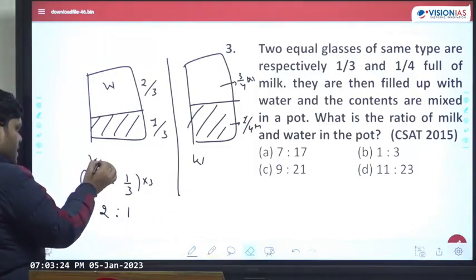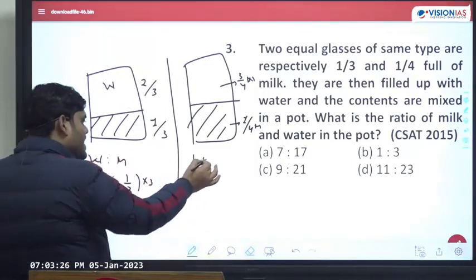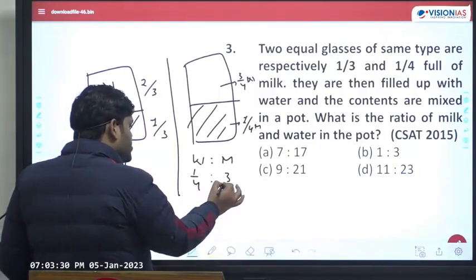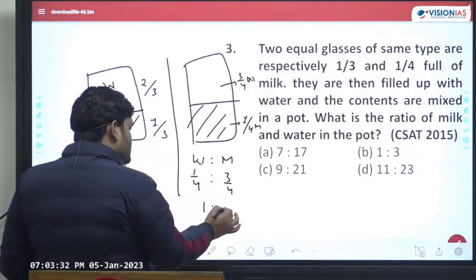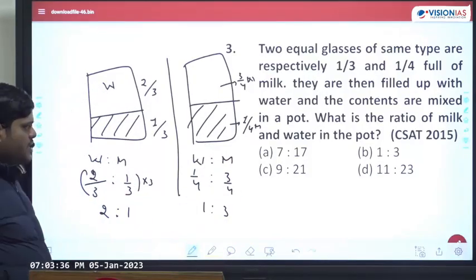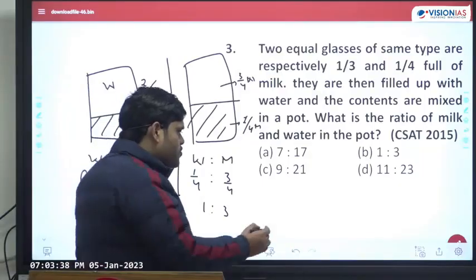This is the water and milk ratio. Here, the water and milk ratio will be 1/4 and 3/4, which we can say is 1:3. Now, yesterday we did a question.